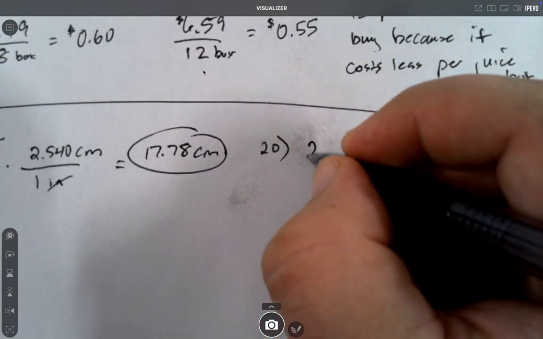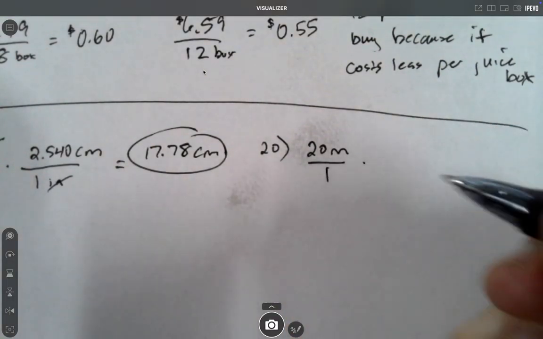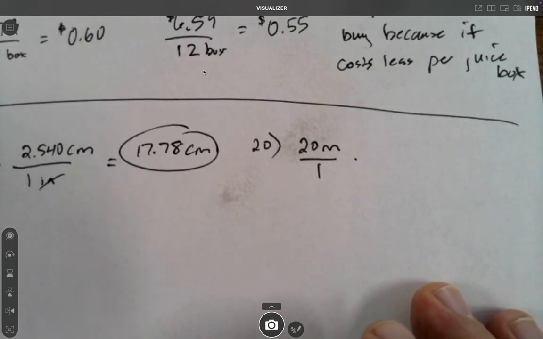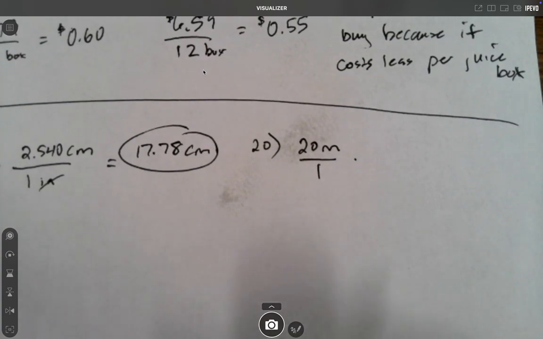Okay, number 20, it's 20 meters to a certain number of yards. So I'll put this over 1, and I've got to look at the table and find out how it connects meters and yards. Meters and yards is the third line down under length, and it says 1 yard is about 0.914 meters. Well, you can use either one. The third line has it both directions. It does say 1 yard is about 0.914 meters, or 1 meter is about 1.094 yards.